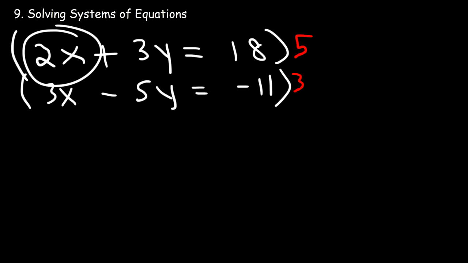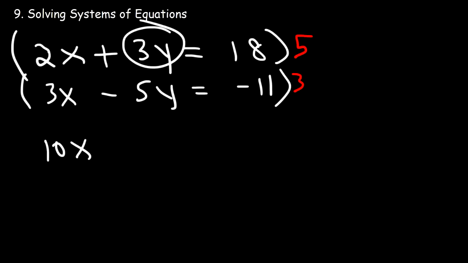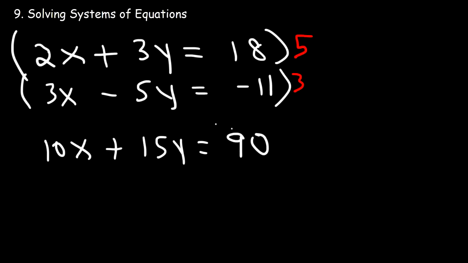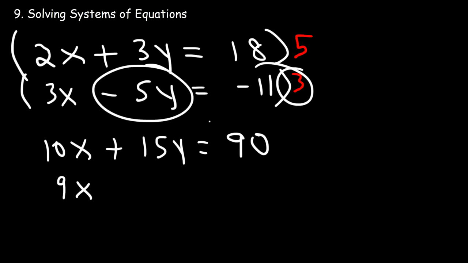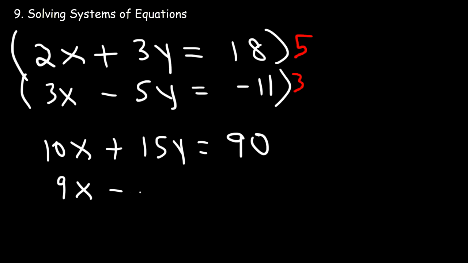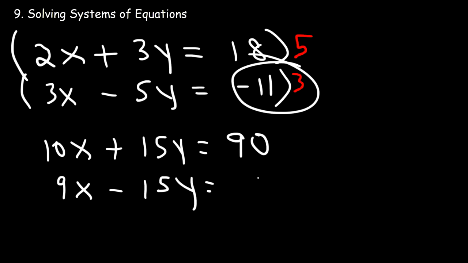So everything in the first equation, I'm going to multiply by 5. So 2x times 5, that's going to be 10x. And then 3y times 5 is 15y. And 18 times 5: 10 times 5 is 50, 8 times 5 is 40, 50 plus 40 is 90. Now, 3x times 3, that's 9x. Negative 5y times 3 is negative 15y. And negative 11 times 3 is negative 33.